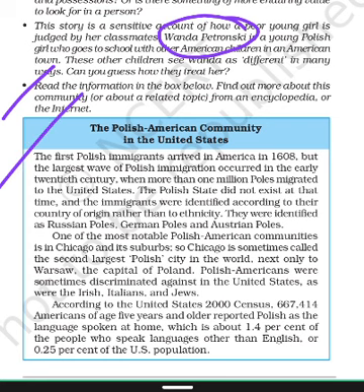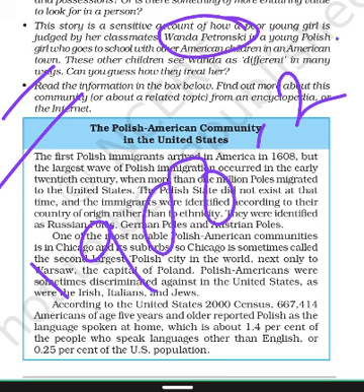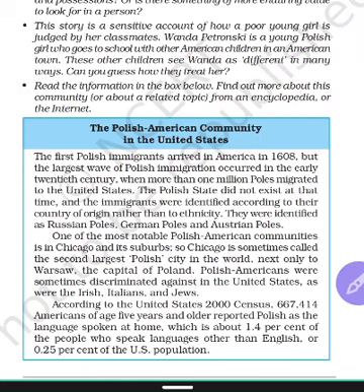There is an account of information about this lesson. This is the background of the lesson. The first Polish immigrants arrived in America in 1608, but the largest wave of Polish immigration occurred in the early 20th century. I think all of you know about the 20th century. What is the time period of the 20th century? It will be 1900 to 2000. This period is called the 20th century. You have already studied that in your SST classes also.